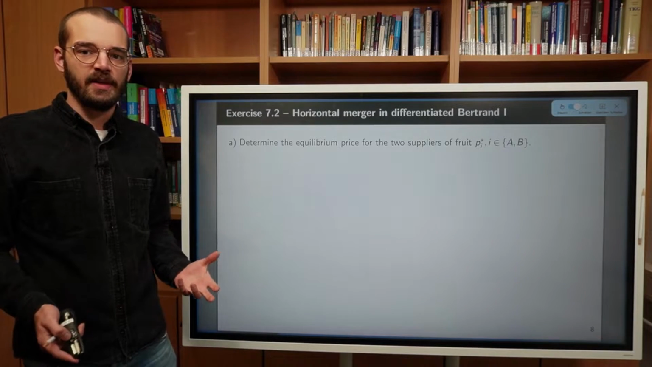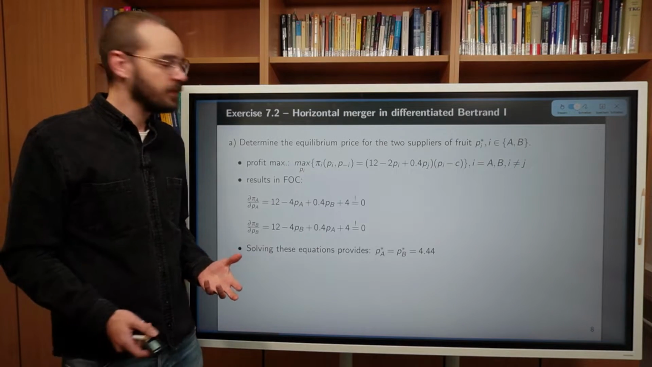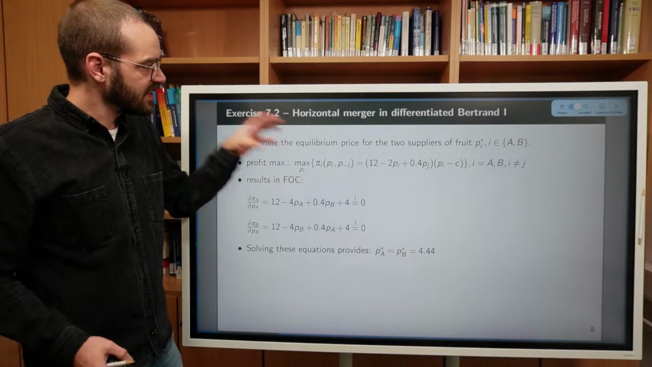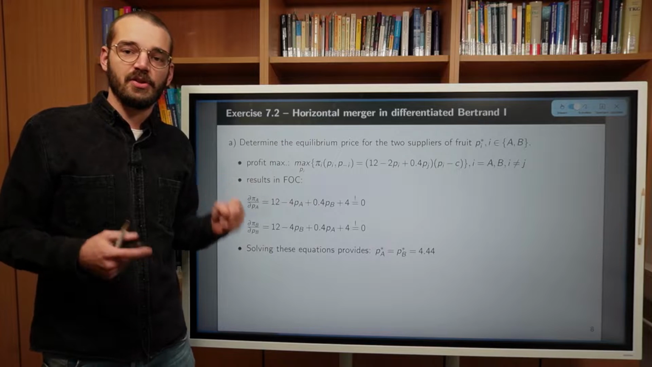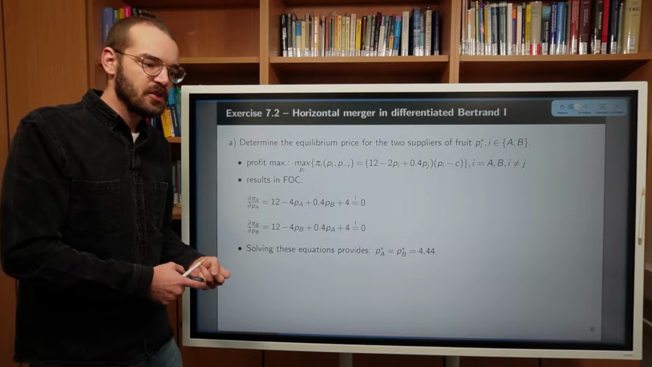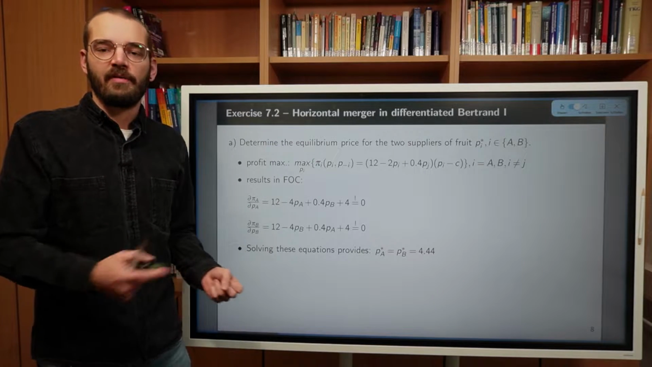So the first thing that we need in order to find the market equilibrium, of course, is the profit functions of each individual firm, so that we can then find the profit maximum.